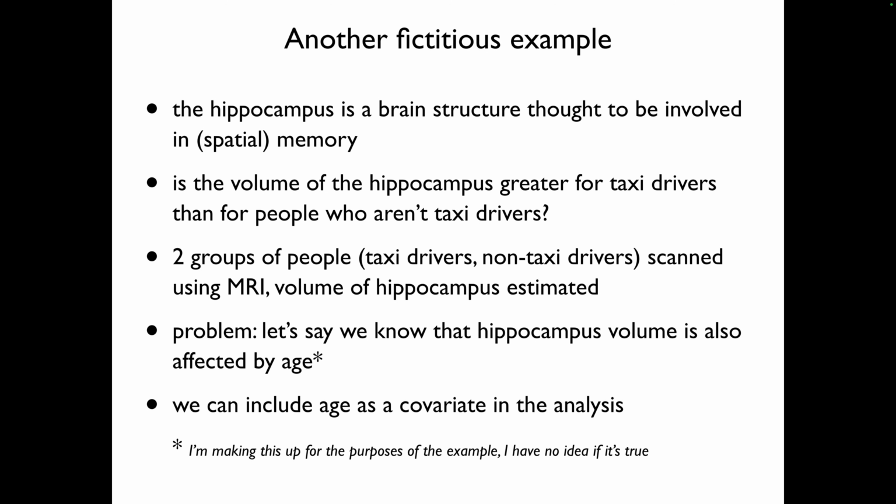Okay, let's look at another fictitious example that's going to help us work through the logic of this some more, and we'll see some graphics that'll help us understand how this works. So we know from neuroscience, and you probably have seen this already, the hippocampus is a brain structure that's thought to be involved in memory and in spatial memory as well. So here's a scientific question. Is the volume of the hippocampus greater for taxi drivers than for people who aren't taxi drivers?